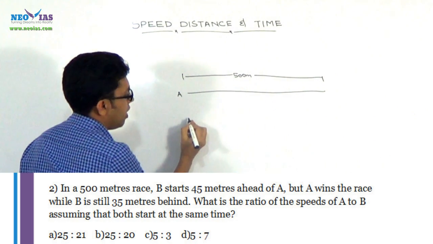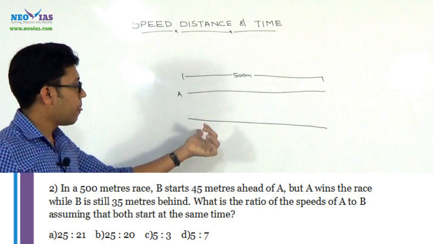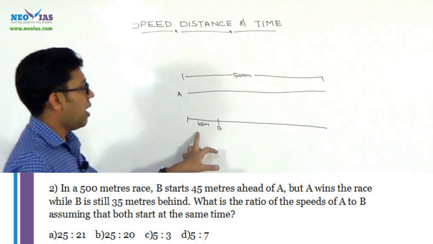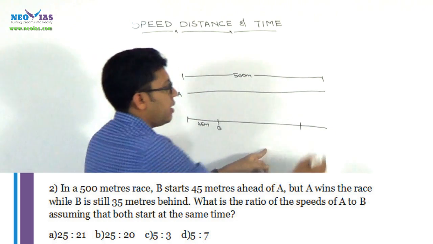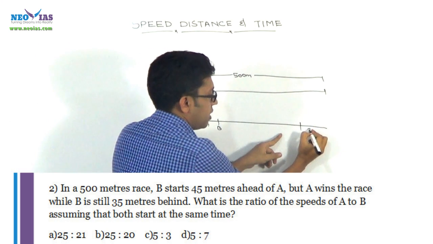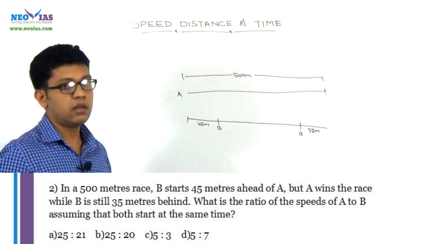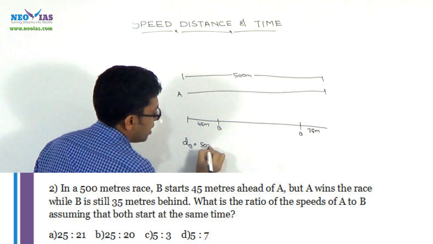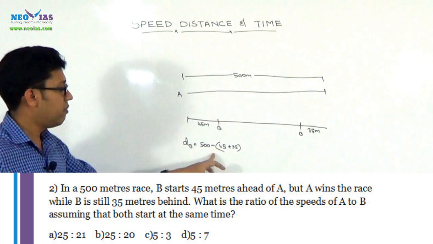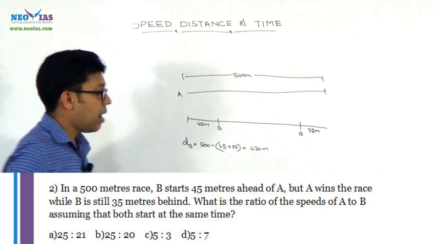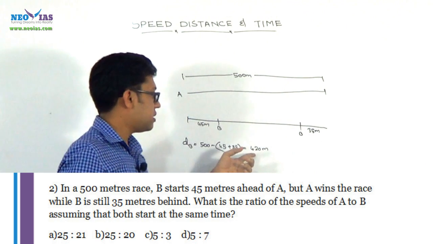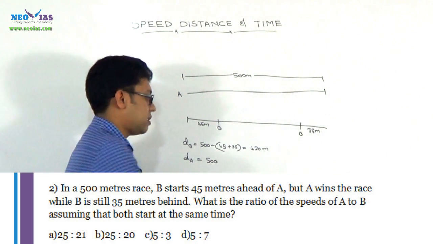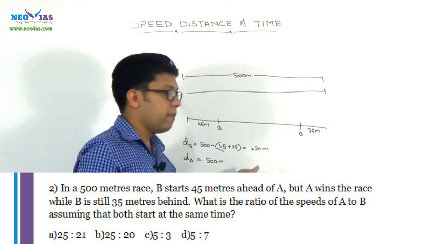A starts from here, and on the other racetrack B starts, but B starts 45 meters ahead of A, so here the distance is 45 meters. And B finishes 35 meters behind A, that is, when A completes 500 meters, B is 35 meters behind. So B is covering a distance equal to 500 meters minus 45 plus this 35, that is, only 420 meters. A covers 500 meters. The time taken by A to cover 500 meters and by B to cover 420 meters is the same. Then what is the speed of A?